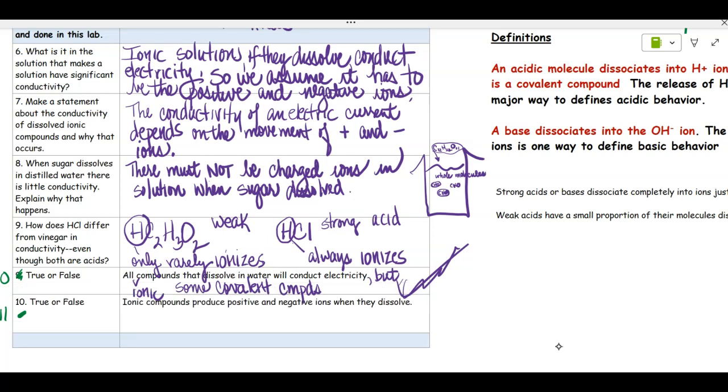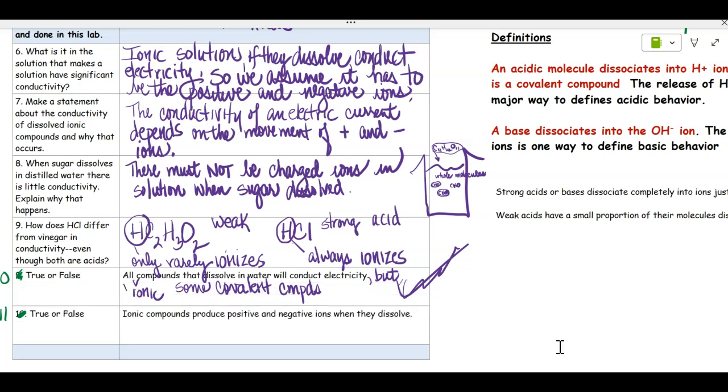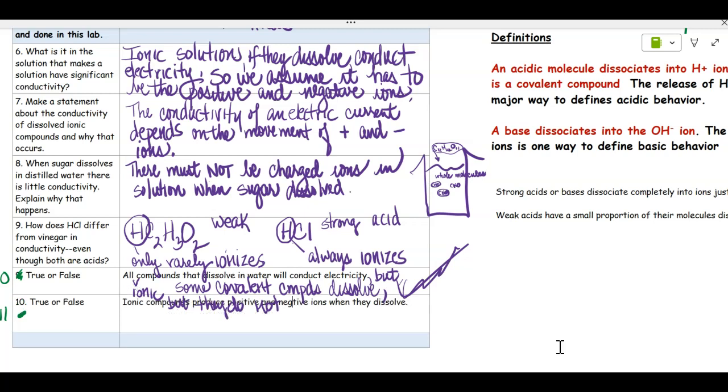Some covalent compounds, like sugar, dissolve, but they do not conduct electricity, with the exception of acids like HCl. The solution will not conduct electricity.